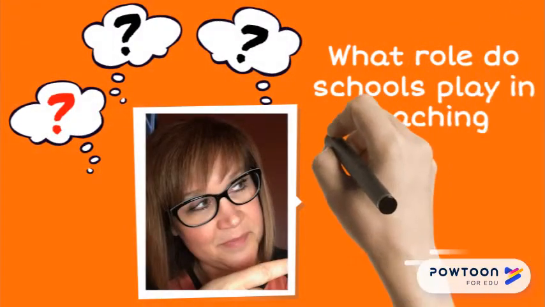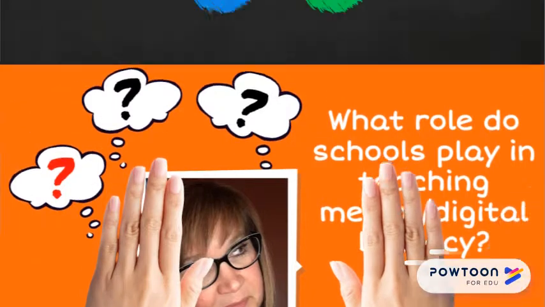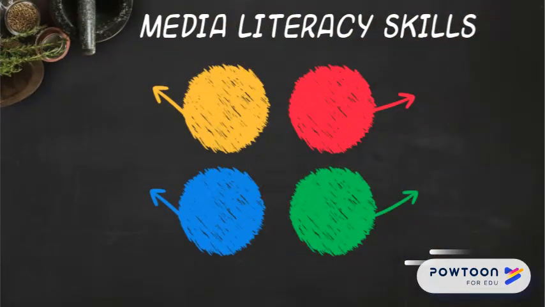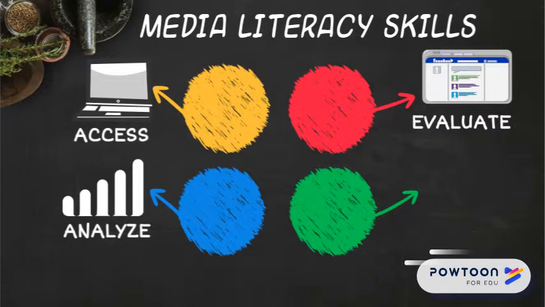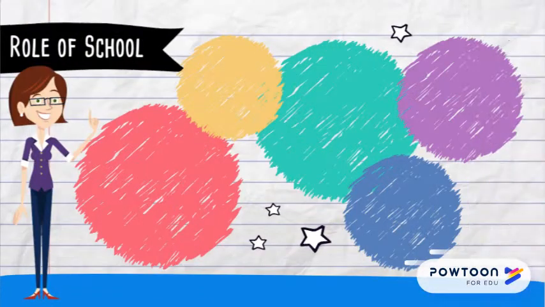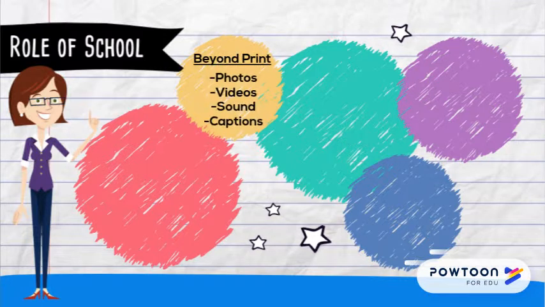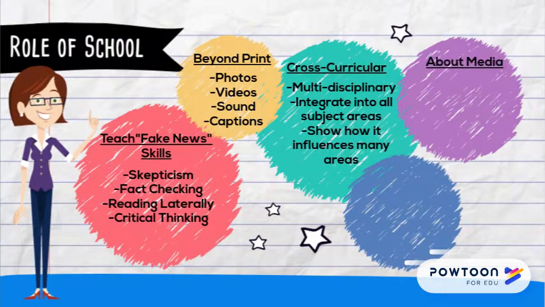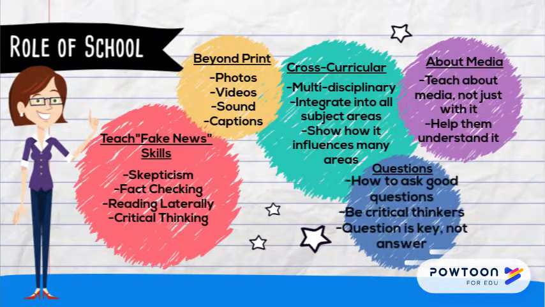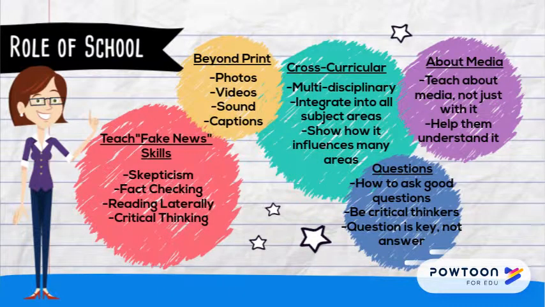My last question: what role do schools play in teaching media and digital literacy? Students need to be taught not only to access media, but to analyze it, evaluate it, and also produce it. Media literacy is now a basic skill we need to teach, and we have to go beyond print literacy. In addition to the skills I mentioned with fake news, schools have to make instruction multidisciplinary. We have to teach about media, not just with it, and focus on how to ask questions.